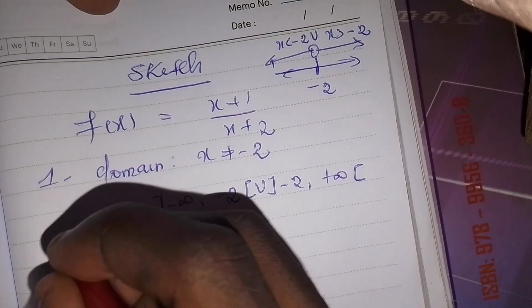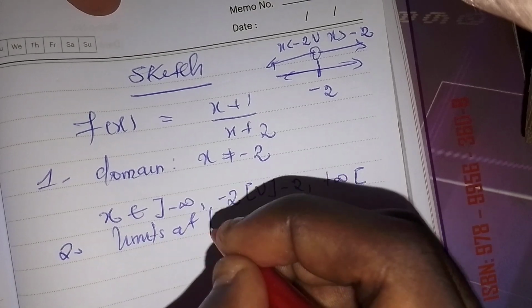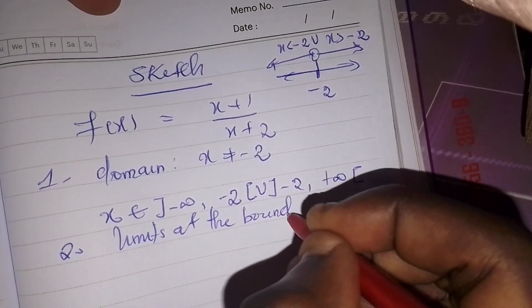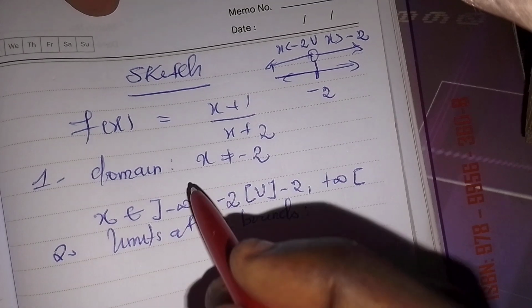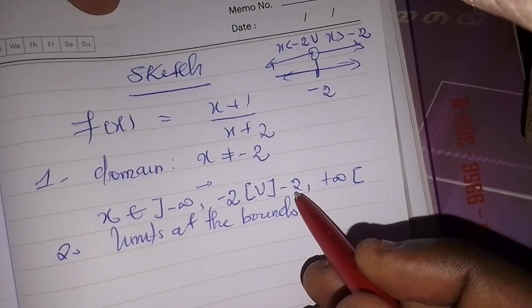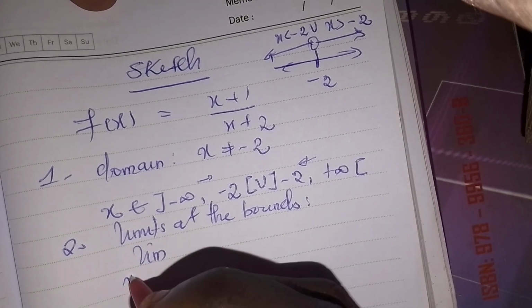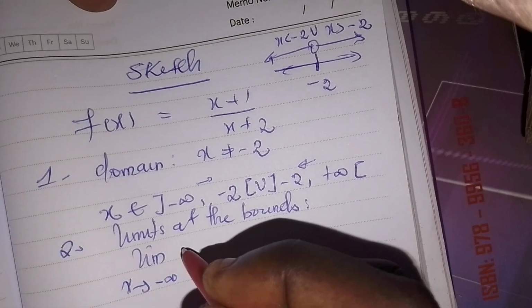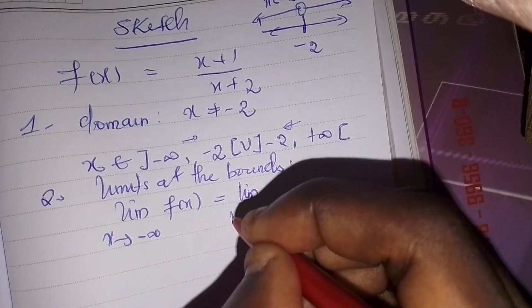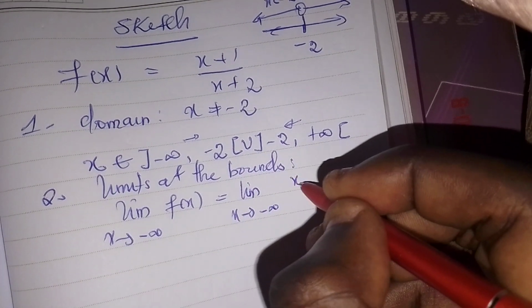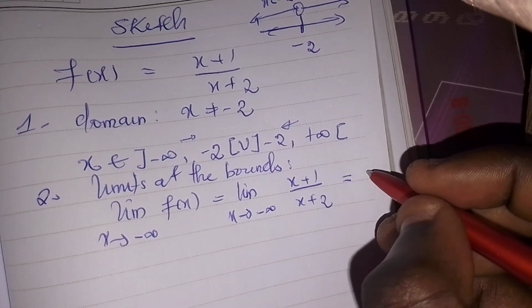Now, after writing this interval notation, we need to get what we call the limits at the bounds of the domain. These are the bounds: minus infinity, minus 2 from below, meaning you're approaching minus 2 from the left, minus 2 from above, approaching it from the right, and positive infinity. So let's go. The limit as x goes to minus infinity of f of x is equal to the limit as x goes to minus infinity of x plus 1 on x plus 2. Now, this is just going to give us 1.